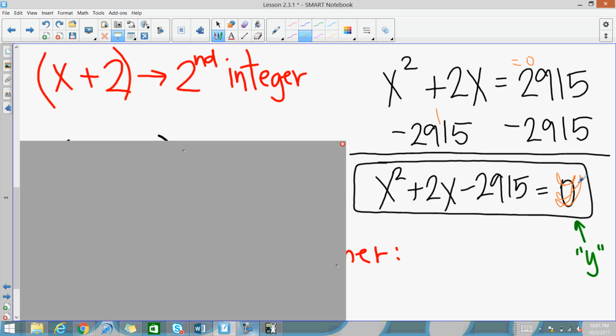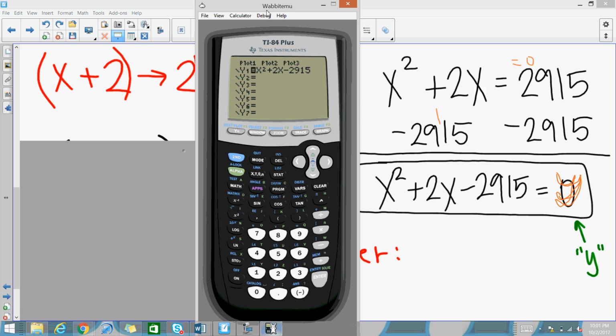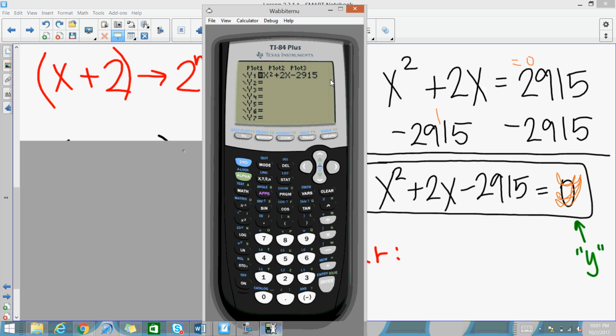And why I say it like that is because you're going to put this in your calculator. Oops, I already showed you the answer for y. So we're going to go x squared plus 2x minus 2915. Now, here's the deal. If this is in standard form, you should get a freebie here. If you go to your window and look at it, your window should be set to the standard window of -10, 10, -10, 10, which means you're only seeing 100 pixels.